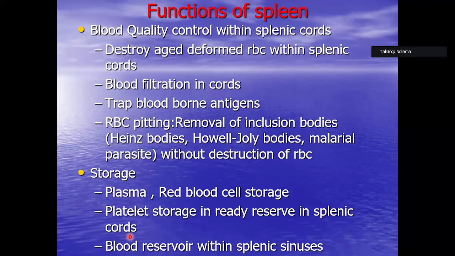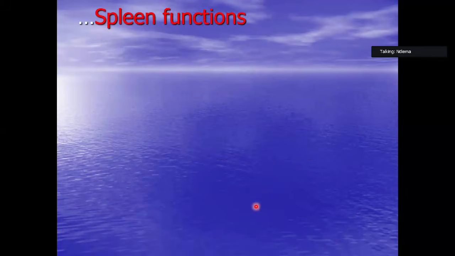We also have storage of platelets in ready form within the splenic cords. So platelets are stored, and when there is excessive bleeding, these platelets can be recruited back into circulation so that they can plug the open blood vessels so that you don't have excessive bleeding.